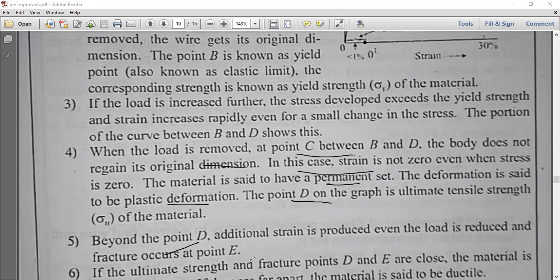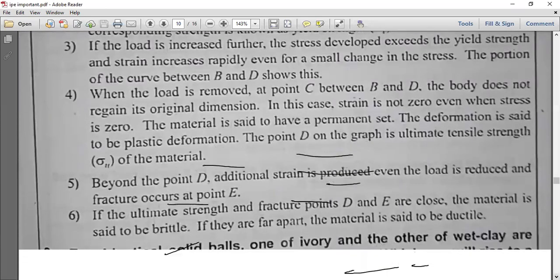I have given you clearly there. If D and E are close, the material is brittle. If they are far apart, the material is ductile. Okay, this also I have given in the notes point wise. Go through it once, you will understand. Very easy. Next one.